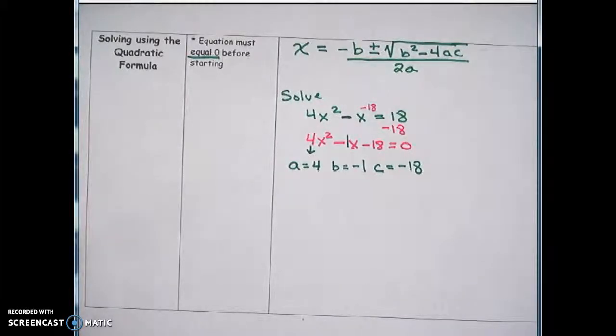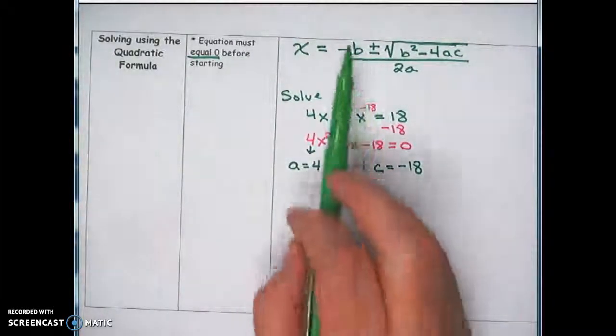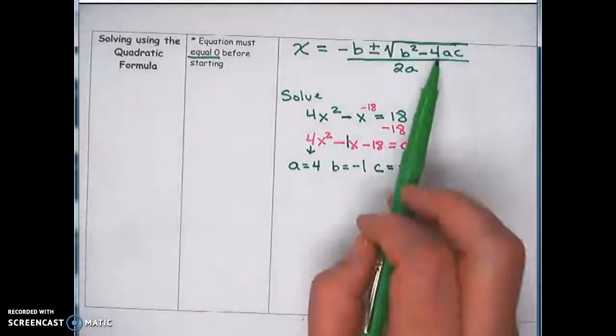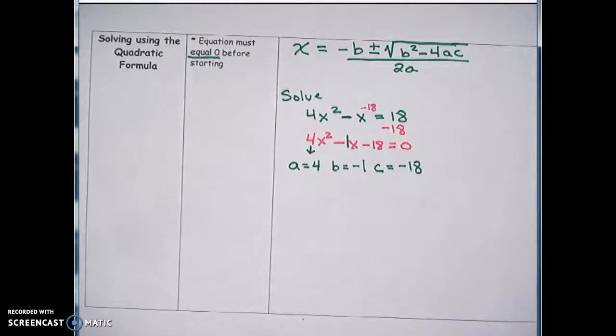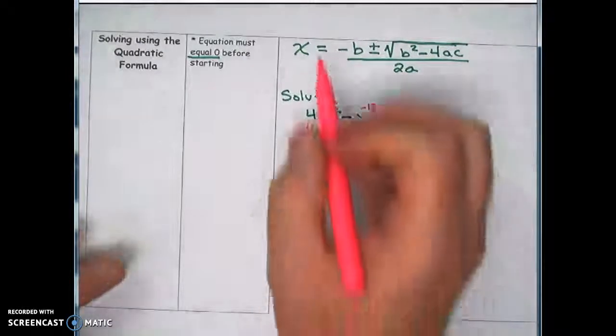So when we go to rewrite this formula, everywhere we see a b, we're going to write -1. Everywhere we see an a, we're going to write a 4. And everywhere we see a c, we're going to write -18. So we're going to recopy this formula.